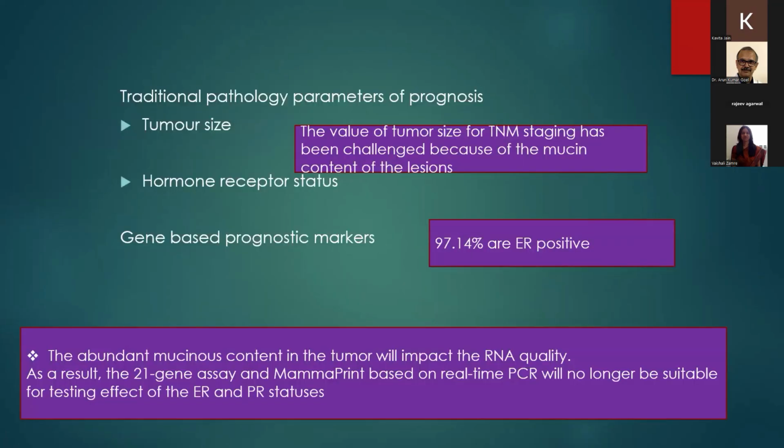Now, we all are aware that tumor size is supposed to be an important prognostic marker for staging. But this has been challenged in literature for mucinous carcinomas. Because of the abundant presence of mucin, these may not be able to predict the exact size of the tumor. These tumors are known to be ER positive, but do you think Oncotype DX or a MammaPrint can help in these tumors? Now, these genetic tests may not be useful for these carcinomas because of the excess of mucin. The RNA extraction gets difficult and the report can be compromised.